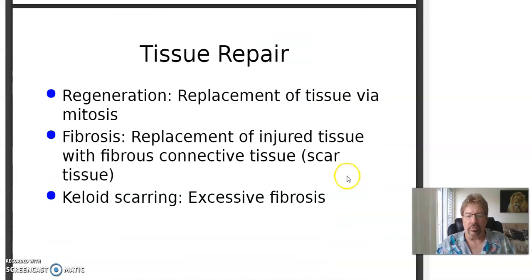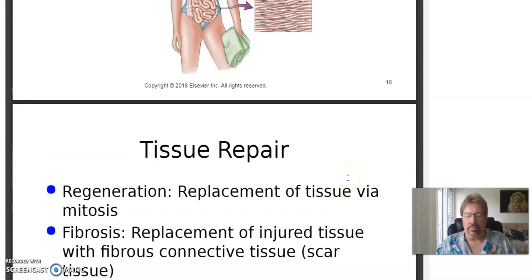Tissue repair. Now, the reason we're covering this quickly, guys, is we're going to go over this all in more detail when we start talking about the muscular system and the glandular system and so forth. So this is just a brief introduction on the tissues of these systems, and we'll go into a lot more detail when we start talking about that.